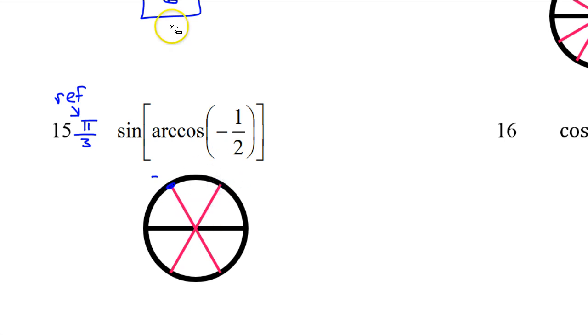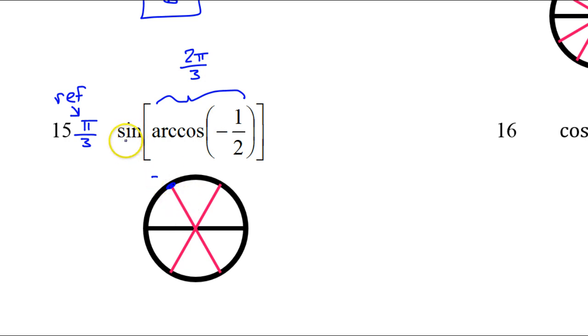Alright, so I can forget about that one. So this is 2 pi over 3, 1, 2. So far I've just done the inner part. Alright, so this angle is 2 pi over 3. Now I have to keep going.